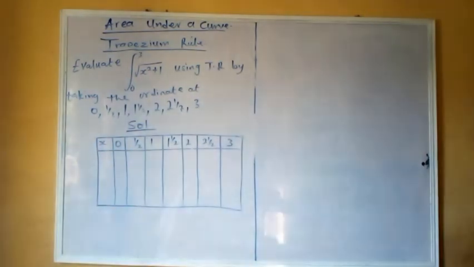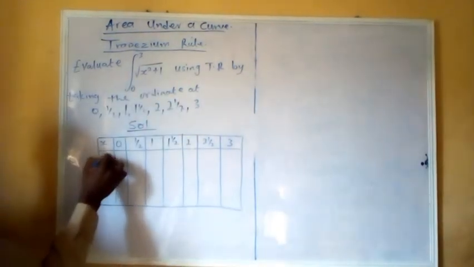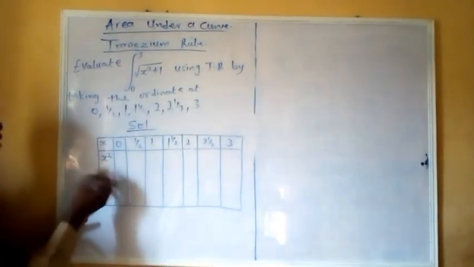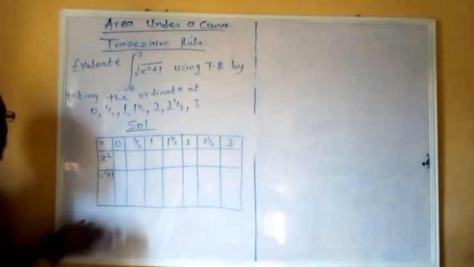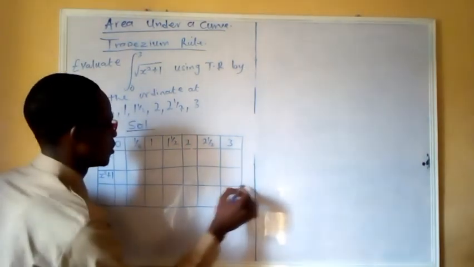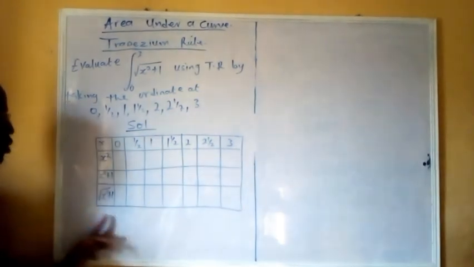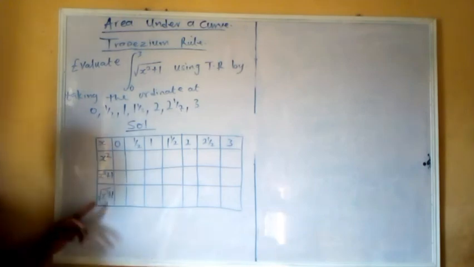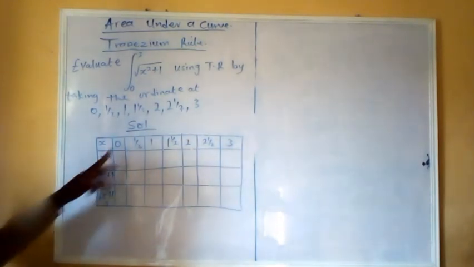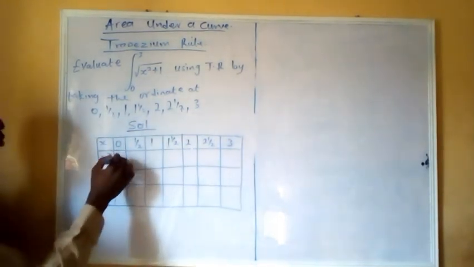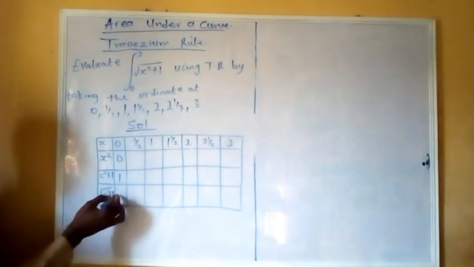Then we have x squared, then x squared plus 1, then the square root of x squared plus 1, which is the ordinate y. Whatever we get here will be our ordinates y. So when x is 0, 0 squared is 0, 0 plus 1 is 1, and the square root of 1 is still 1.